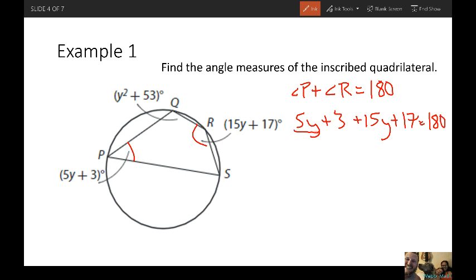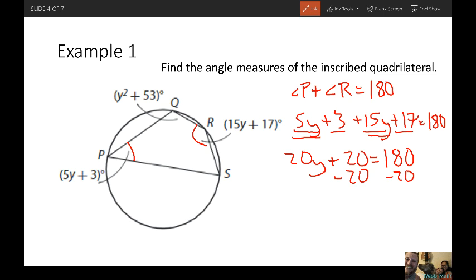Combine like terms. We've got our 5y and our 15y. We can combine those into 20y. Why? Because I said so. No, I'm kidding. We have plus 3 and plus 17. That's plus 20. And again, those are all equaling 180. Let's use the subtraction property to get rid of that plus 20. Just remember what you do to one side, do to the other. And then you're going to have 20y equals 160.